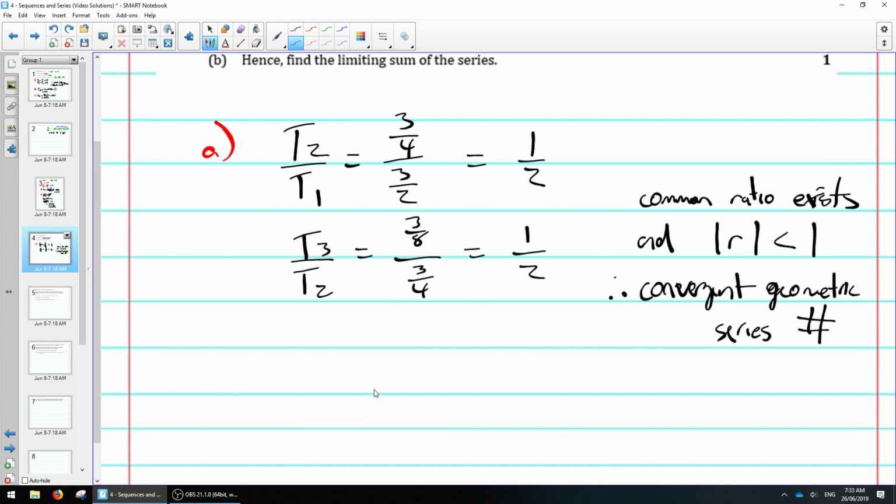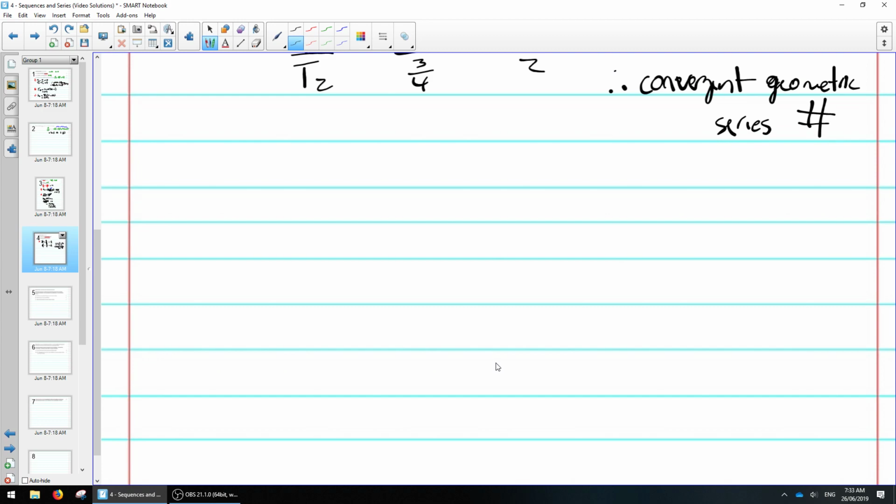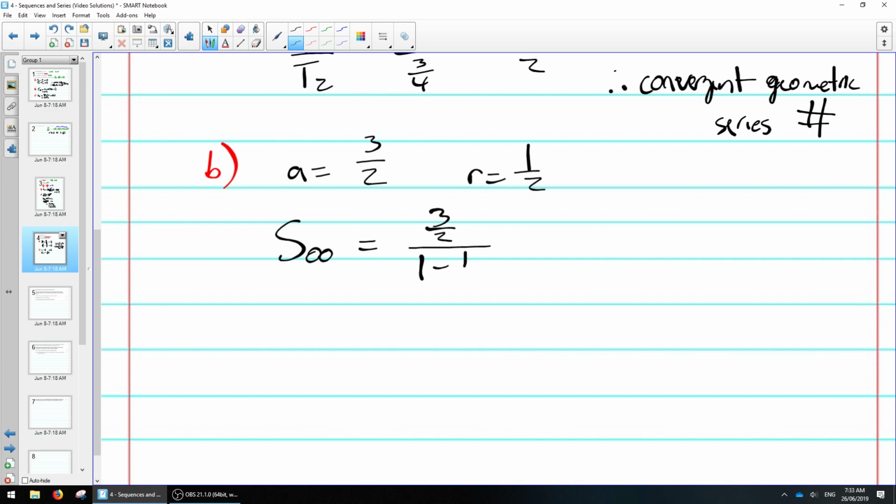and hence find the limiting sum of the series. So limiting sum, remember, means we're trying to find the infinite sum here. So we're trying to find what happens by adding up an infinite amount of numbers, and this only works with convergent geometric series. So here we have a equals 3 over 2, this is the first term, r equals a half, like we just did. So when we sub it into S infinity, or limiting sum, remember that's a over 1 minus r, so we've got 3 over 2 over 1 minus a half. We just put all that in, you get 3.